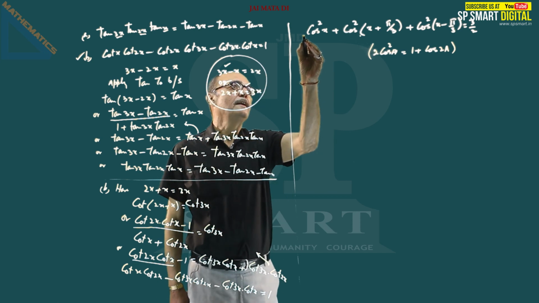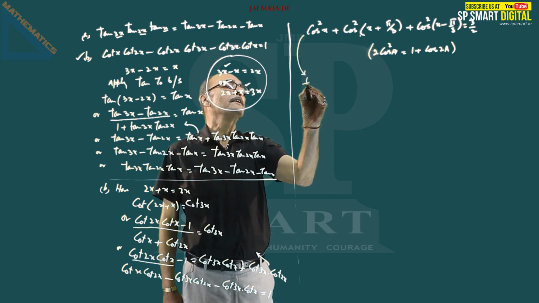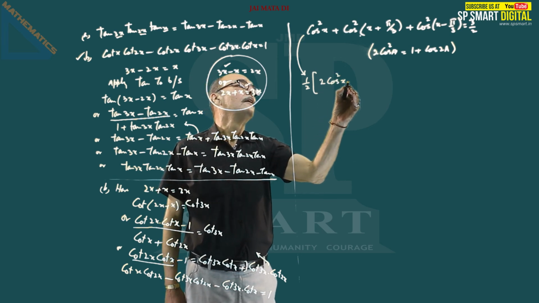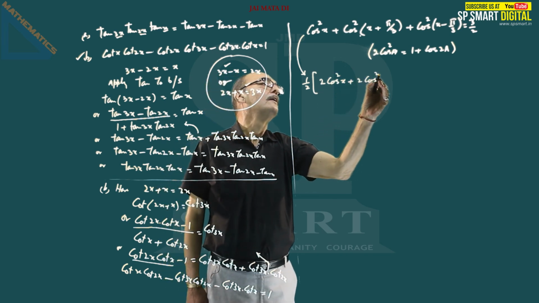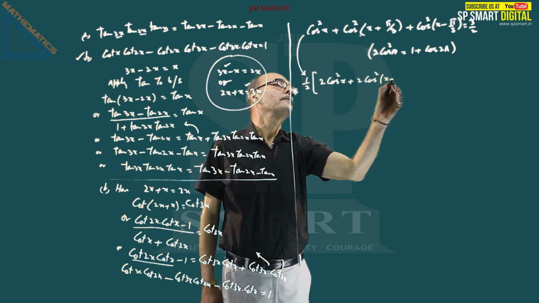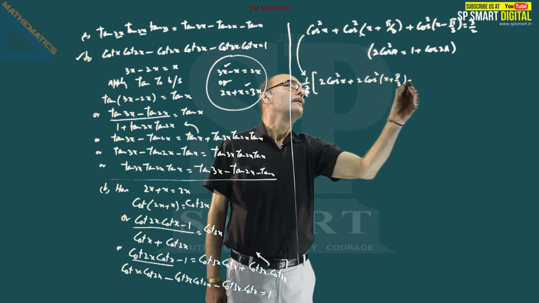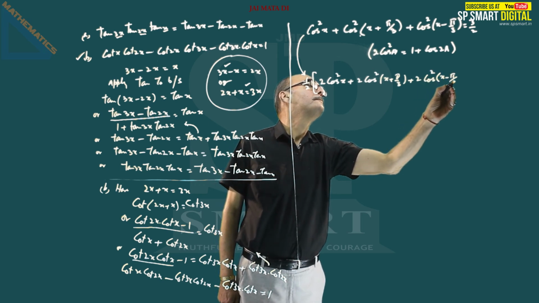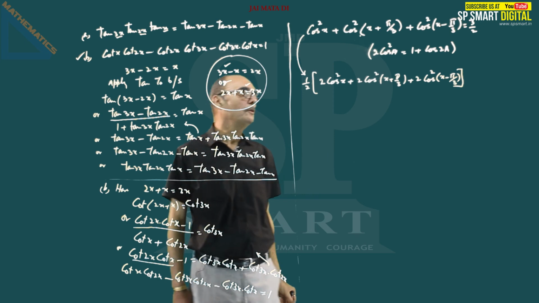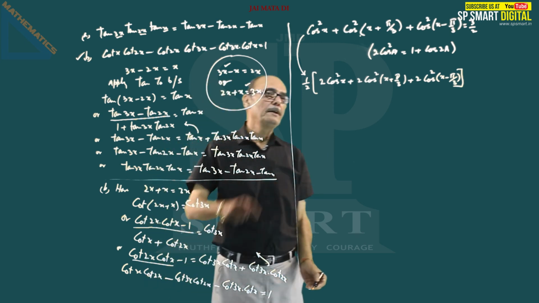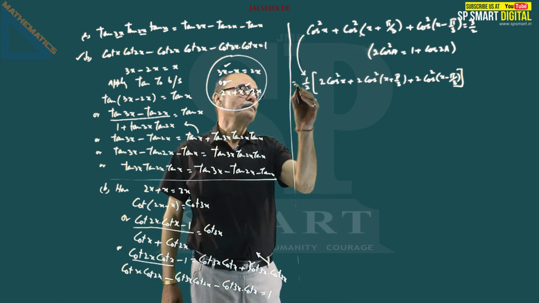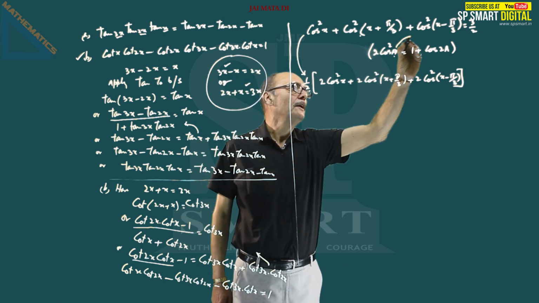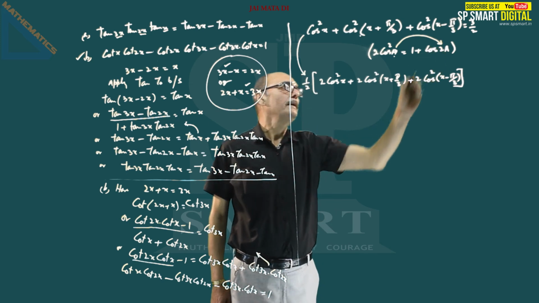So, take the left hand side and create 2 as coefficient of cos square x: 2 cos square x plus pi by 3 plus 2 cos square x minus pi by 3. If you take out 2 common from this bracket, it will get cancelled with this. Now, make use of this formula. If it is a, this will be 1 plus cos of 2a.